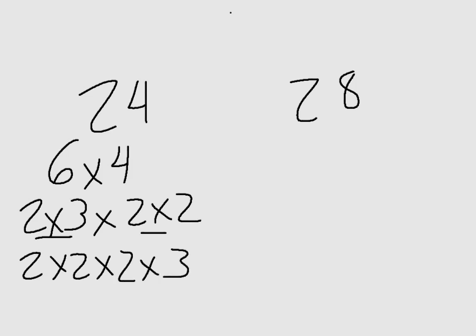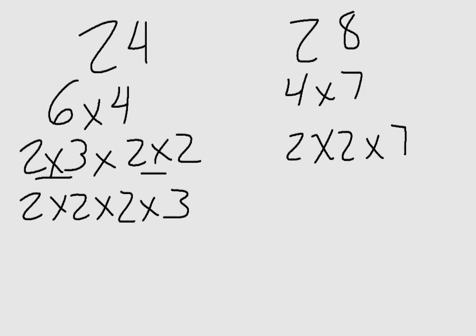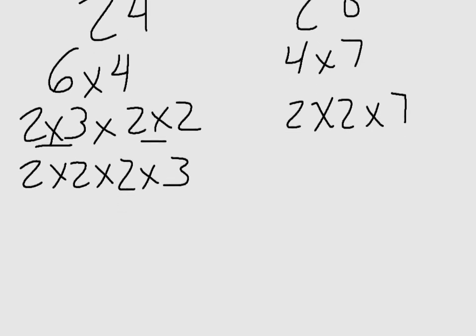Okay? Give me a factor pair to start with 28, Emma. 4 times 7 works for me. Okay, so 4 turns into 2 times 2, and 7 is prime, so we leave it there, right? So, as we're looking at this, what do you notice that they have in common? Mia? They have 2 times 2.